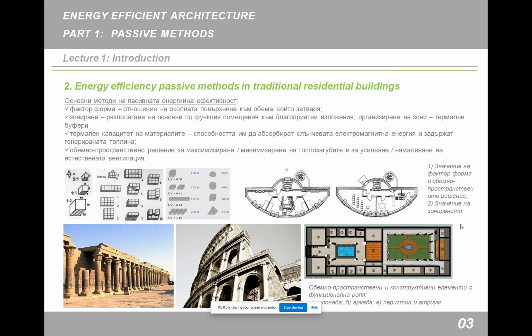The third method is the thermal capacity of the materials, their capability to absorb solar electromagnetic energy and to keep the generated heat inside. And the fourth one is volumetrical design for maximizing or minimizing the heat loss and for empowering or lessening the natural ventilation.